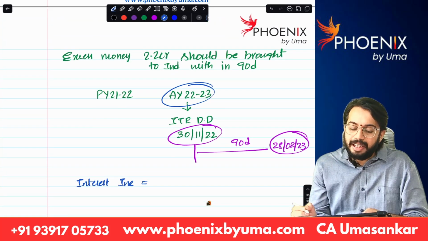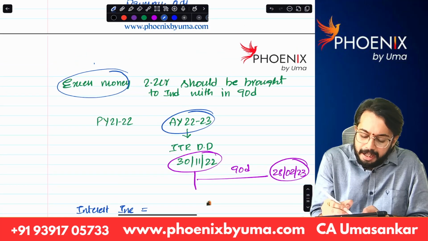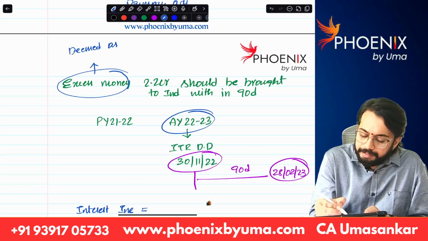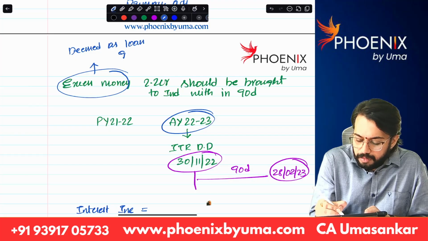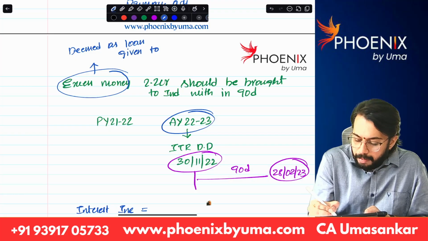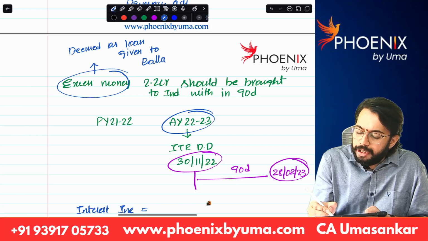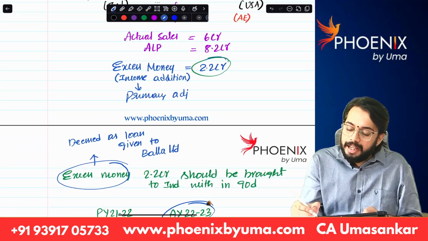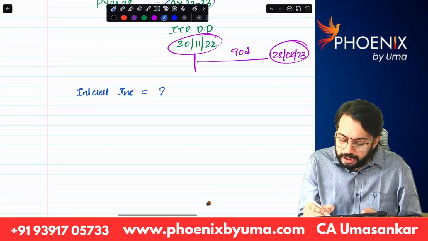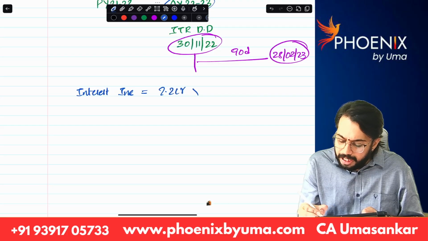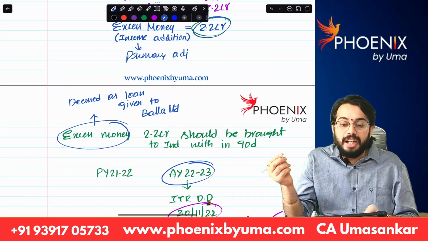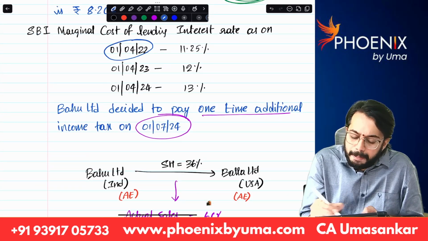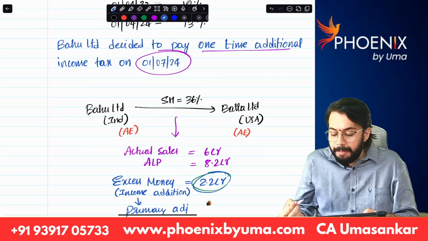Because whatever the excess money is there, that will be deemed as loan given to Birla Limited. And on that loan, we need to calculate interest income, correct? How much is excess money? Excess money is 2.2 crores. 2.2 crores into what is interest rate? SBI marginal cost of lending rate as on 1st April 22, 11.25%.